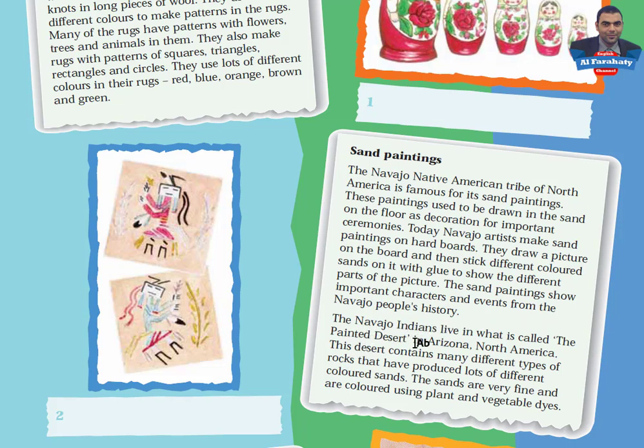The Navajo Indians live in what is called the Painted Desert in Arizona, North America. This desert contains many different types of rocks that have produced lots of different colored sands. The sands are very fine and are colored using plant and vegetable dyes.